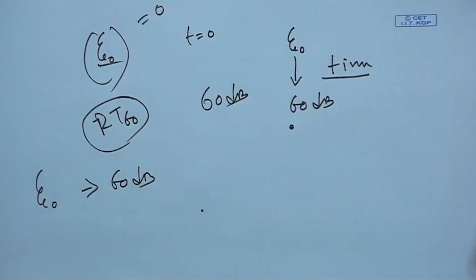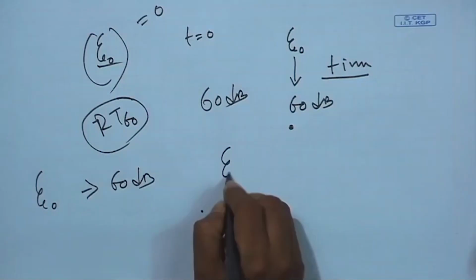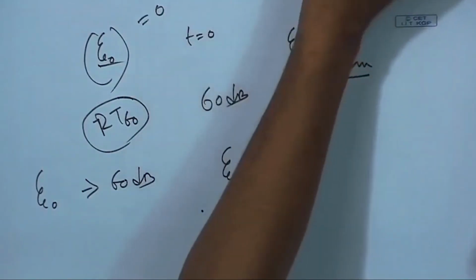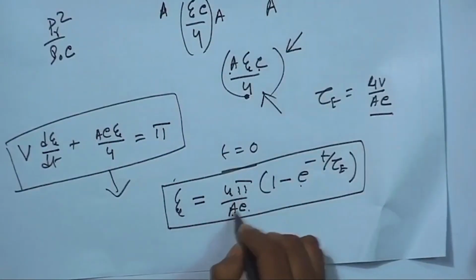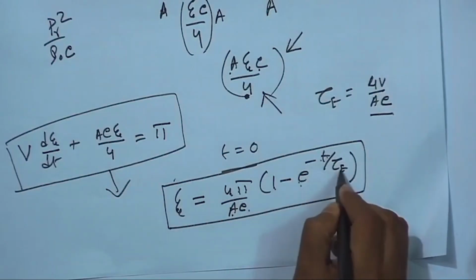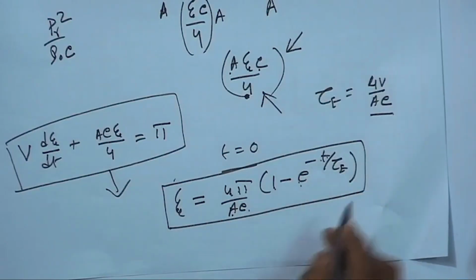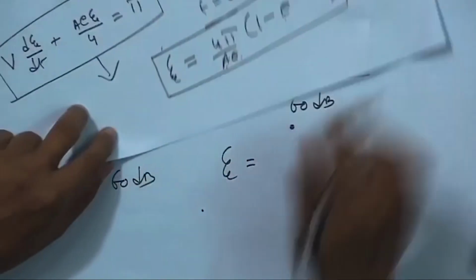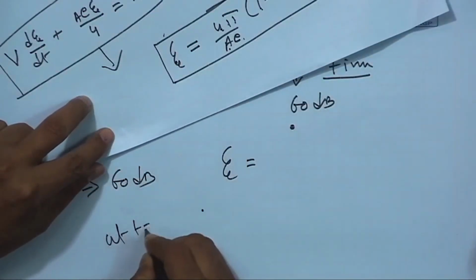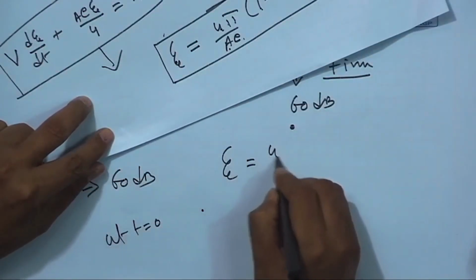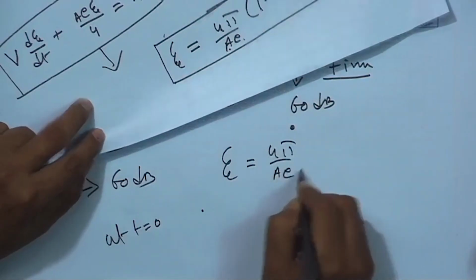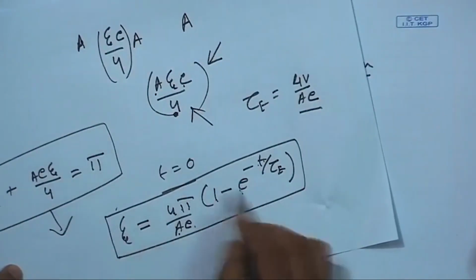Okay. So, RT60, so what is psi? Psi is nothing but 4 pi by AC times (1 minus e to the power minus t by tau e). So, at t equal to 0, what is psi? It is 4 pi by AC. This is the discharge equation. This is like a capacitor.